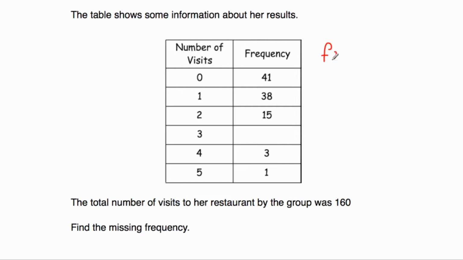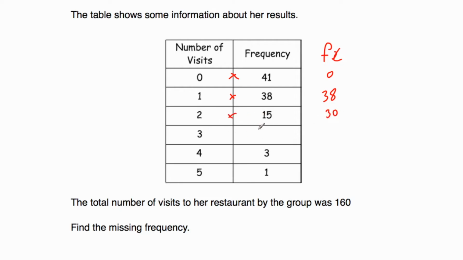In other words, if we added on our fx column, 41 times 0 is equal to 0. There's been no visits by those 41 people in total. There's 38 people that have been visited once, so 38 times 1 is equal to 38. There'd be 38 visits to the restaurant in total. Then 15 people visited twice each, so that'd be 30 visits for them.